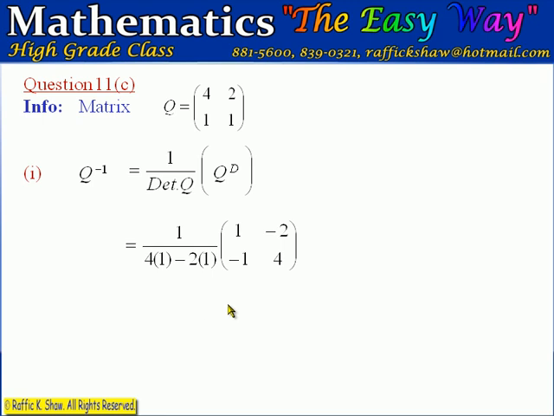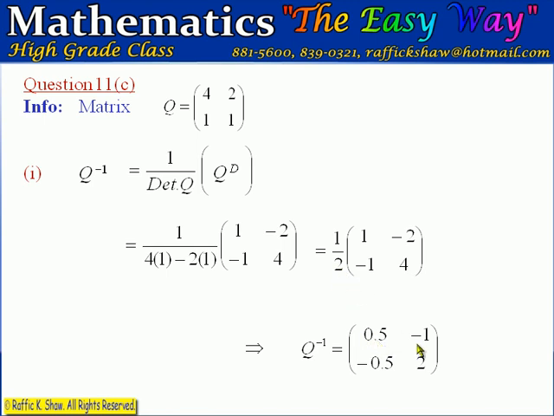And then all we need to do is simplify this calculation. So this reduces to 4 minus 2 is 2 here. And so we have a half multiplied by this matrix. And so to multiply this half by this matrix, we multiply each element in the matrix by half. And the result of that multiplication is that Q to the minus 1 becomes 0.5, negative 1, negative 0.5, and 2. That's because a half multiplied by 1 is 0.5.